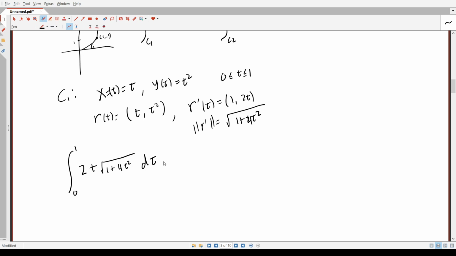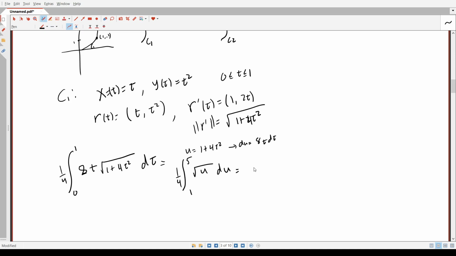Okay, so I integrate this. Let's see, I'm going to set u equal to 1 plus 4t squared. So du is equal to 8t dt. So it looks like I should multiply and divide by 4. So now I can write this as 1/4 integral of square root u du. And when t is 0, this is 1. When t is 1, this is 5.